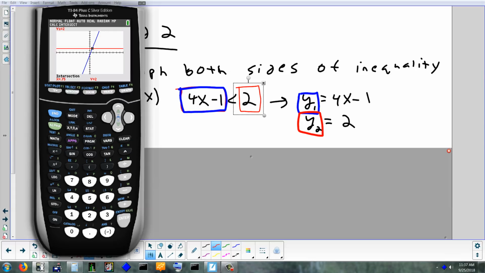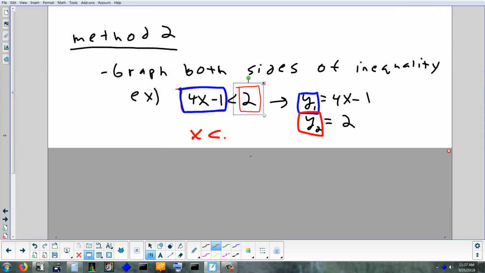So now I just have to ask myself, do I want everything above 0.75 or below? Well, I want to know where the blue is under the red. That happens with x values that are smaller. If you pick bigger x values, the blue graph is way up off the screen. It's way higher than the red. Okay? So x is less than 0.75.